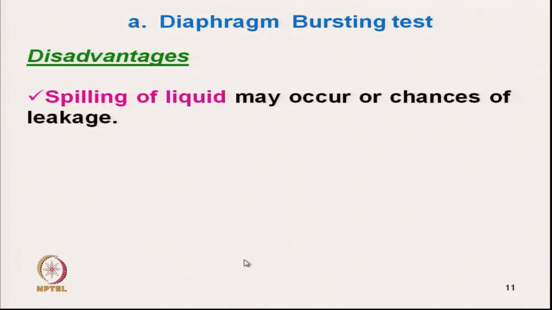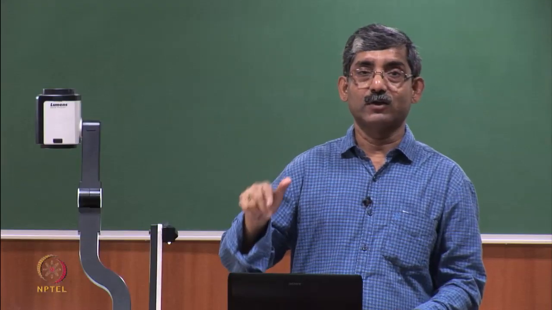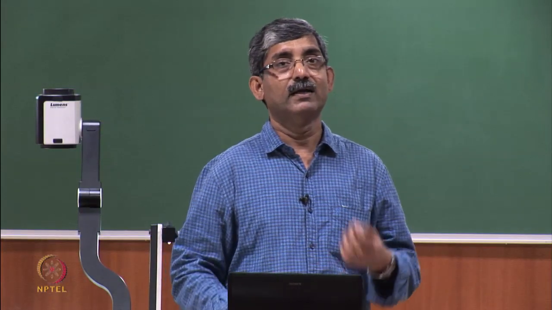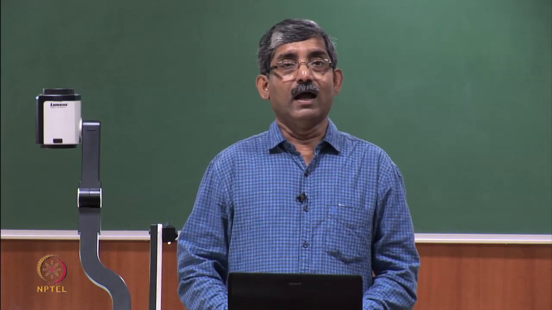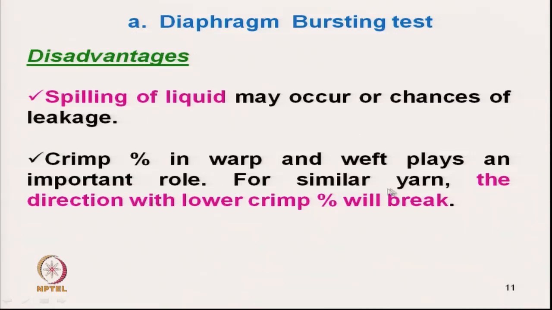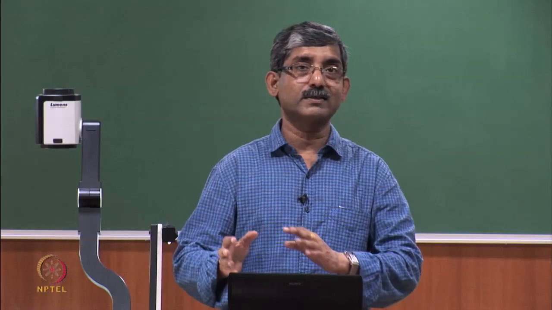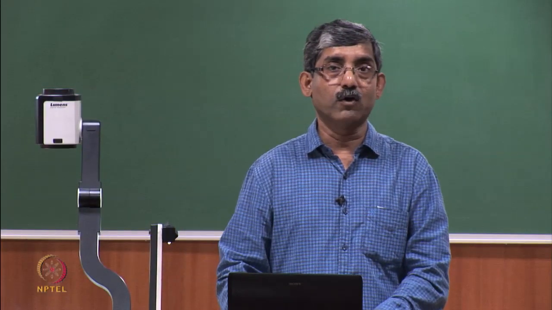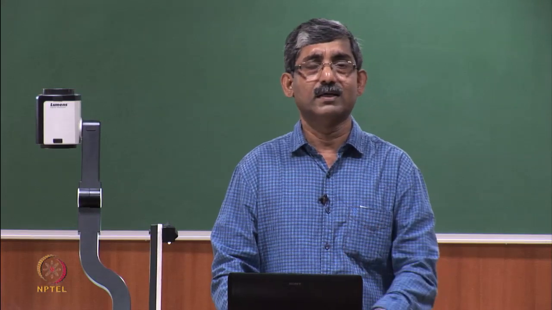Another disadvantage is that liquid spilling may occur, if we do not seal the instrument properly, the liquid from inside may leak. Another thing is the crimp percent in warp and weft plays an important role, that I have already mentioned. For similar yarn, the direction with lower crimp percent will break. So crimp percent is important overall in bursting.